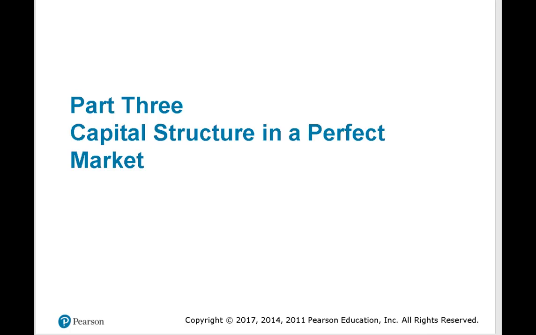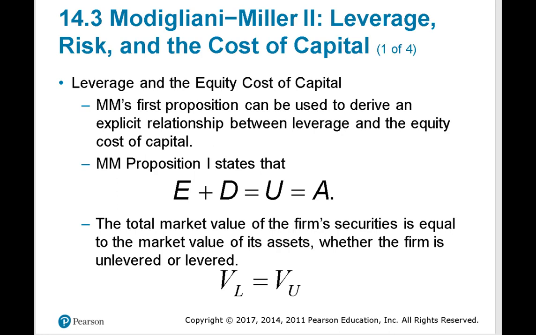Okay, continuing our discussion now, let's continue to think about our world. It's a perfect market. There's no taxes, no commissions. Securities are fairly priced. So we want to continue our discussion of what happens to the value of companies when we change the debt level that we're currently using to finance operations.